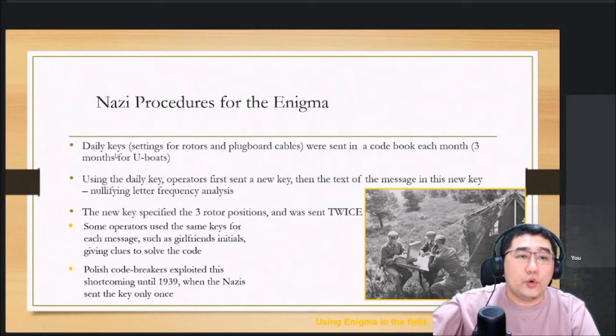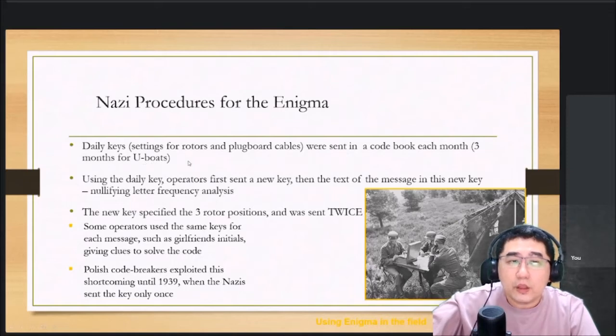Every day they will have a daily key. This daily key is inside their code book. Before the German submarines, called U-boats, went out for their mission, they would receive their code book. They will follow the code book to set up their daily keys.